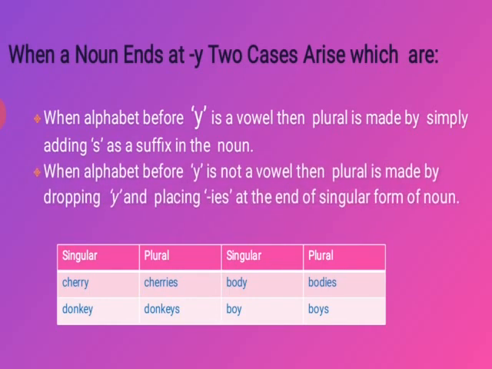And when the alphabet before Y is not a vowel, see the examples. Which are the examples in which the alphabet before Y is not a vowel? Cherry and body. When the alphabet before Y is not a vowel, then plural is made by dropping Y and placing IES at the end of the singular form of nouns. So this is another rule if a noun is ending on Y. And here again there are two cases.